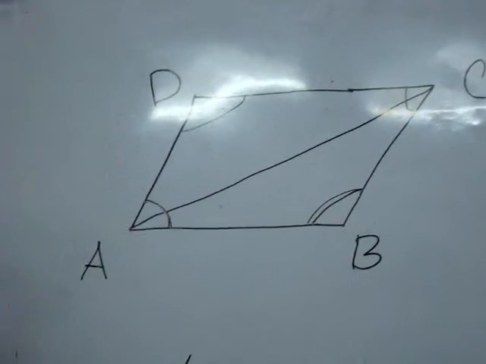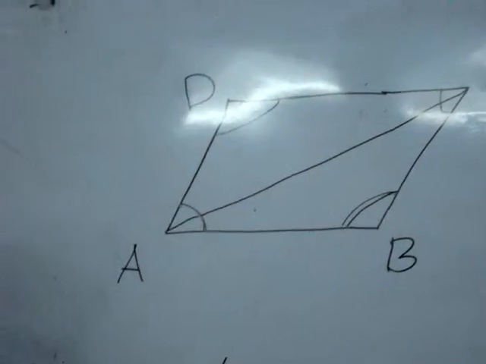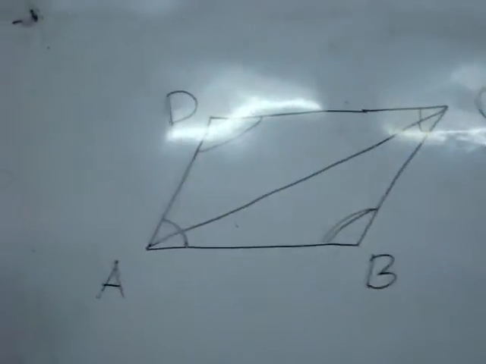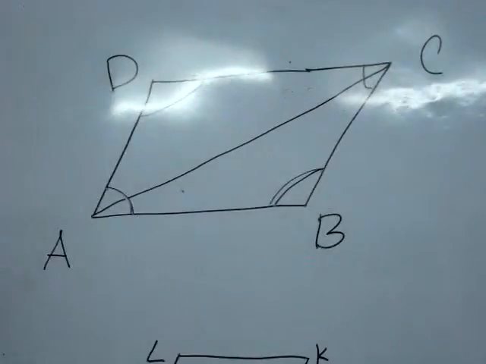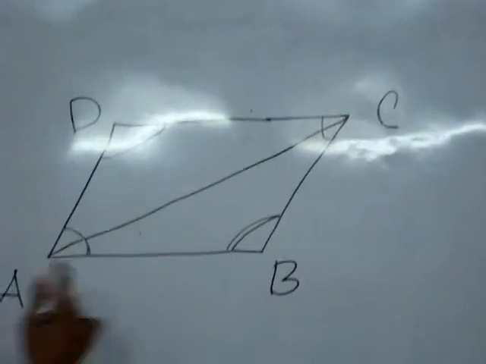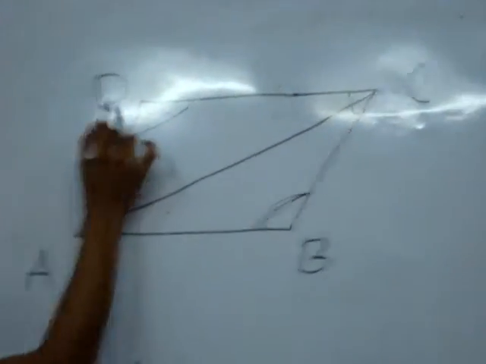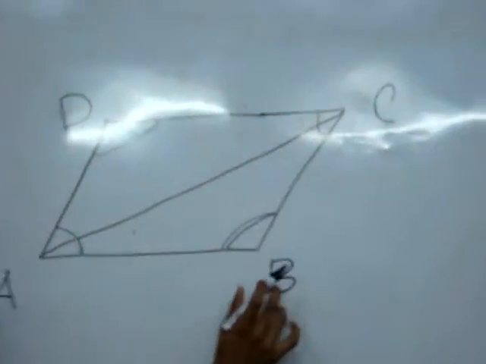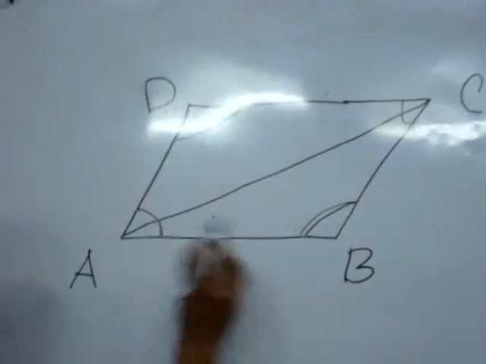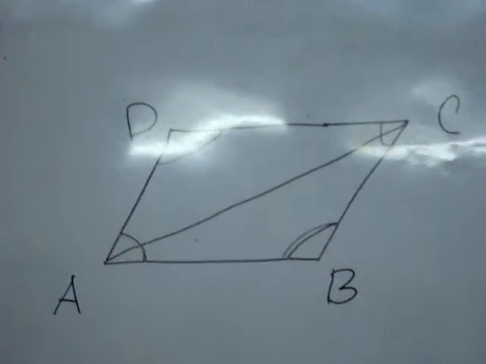Next, Theorem 4-3. In a parallelogram, any 2 opposite sides are congruent. Here, line AD is congruent with line BC, in which they have the same length.